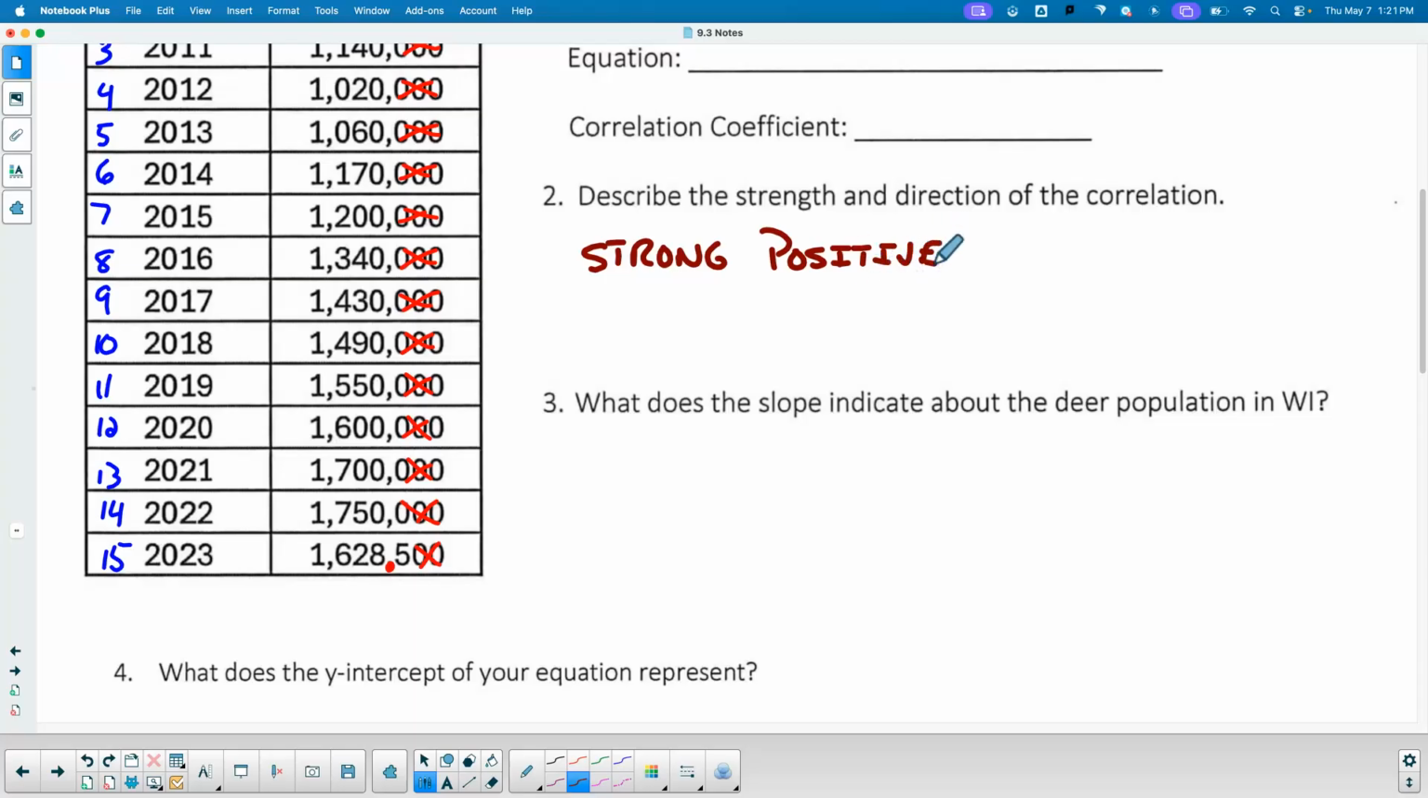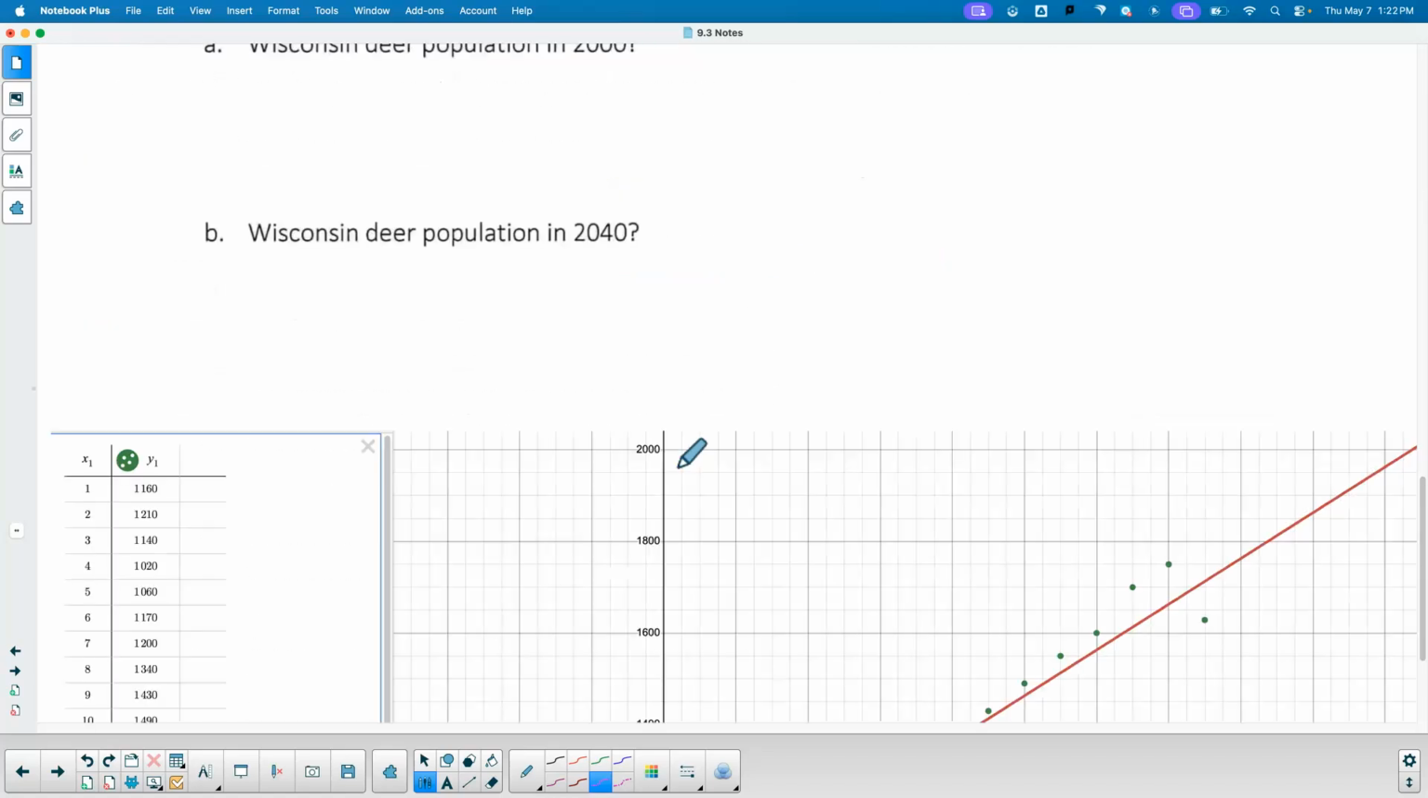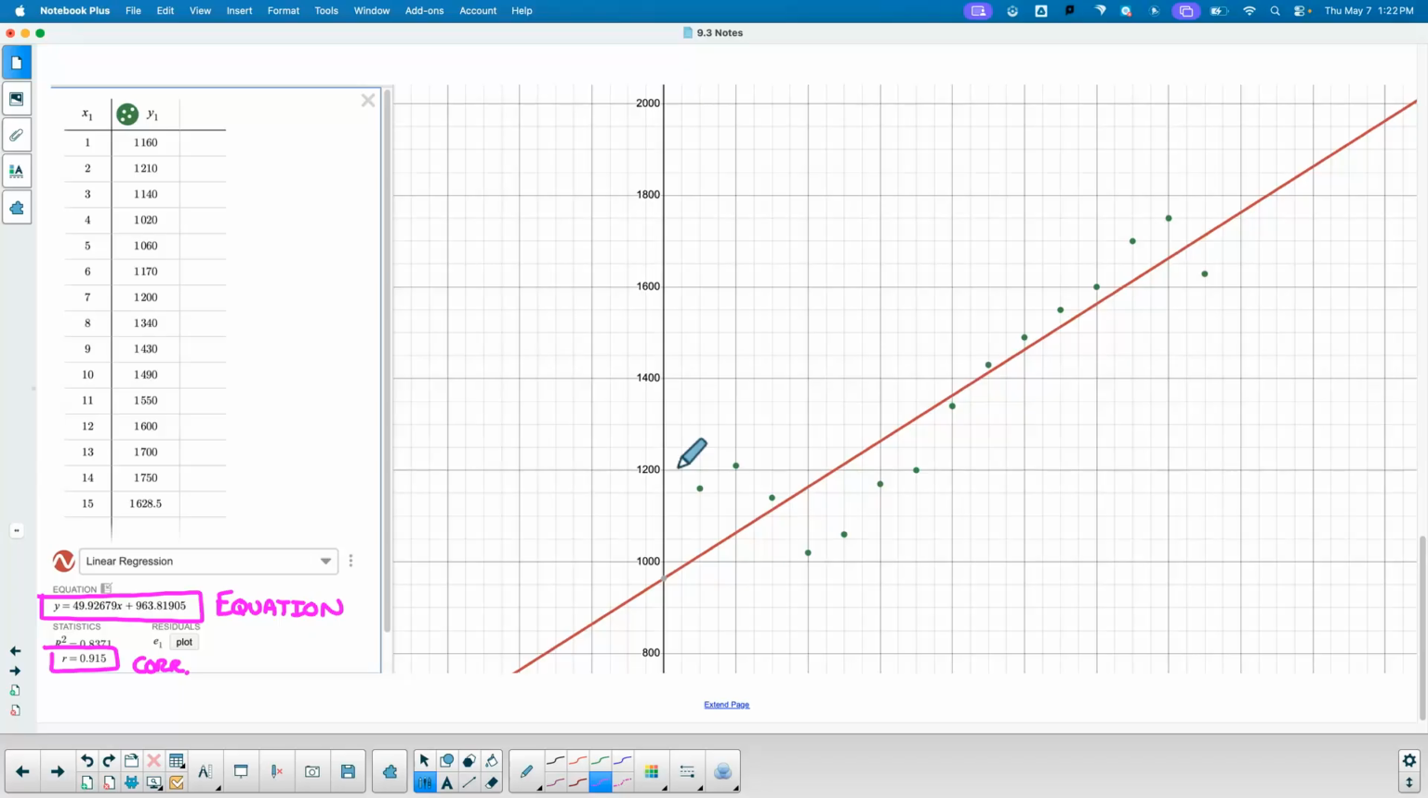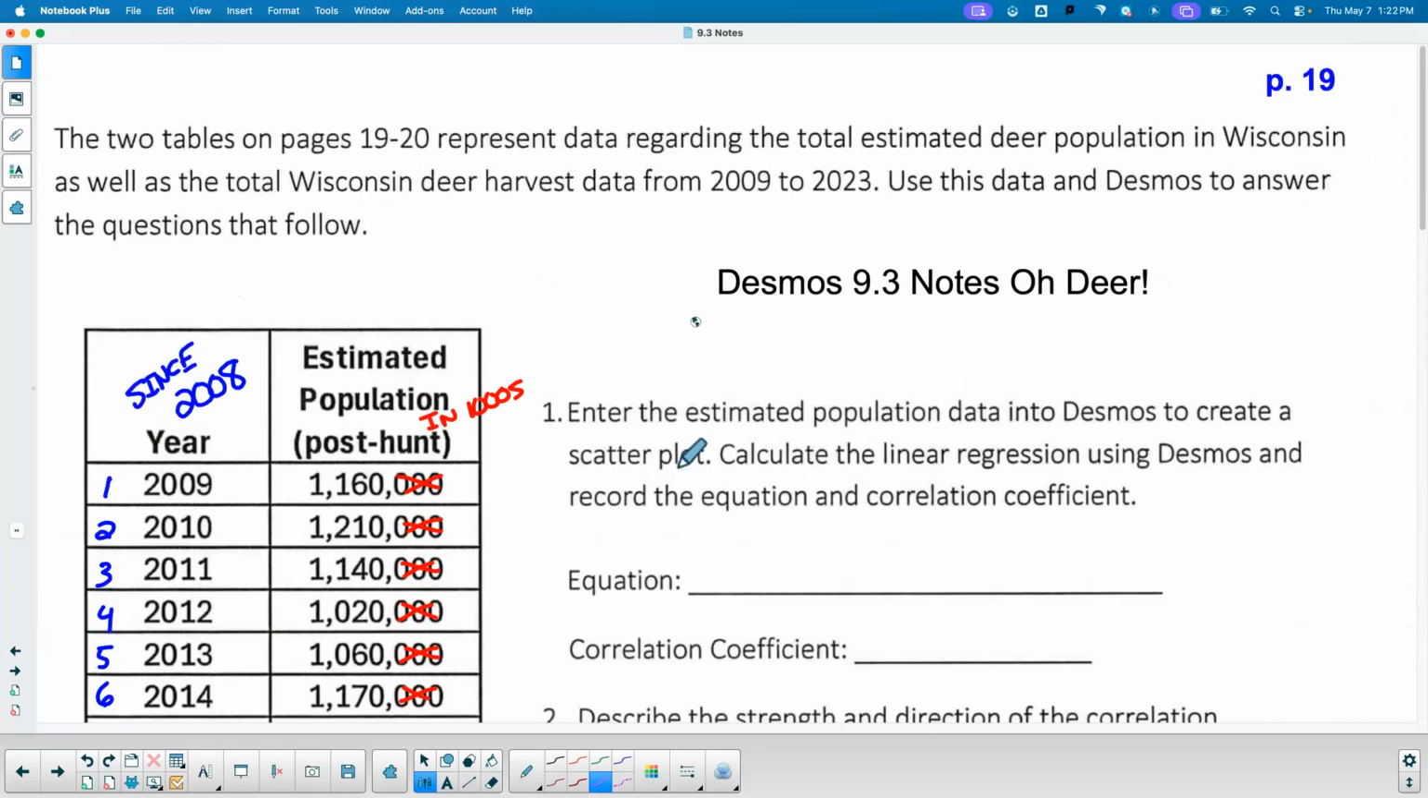Okay, what does the slope indicate? So first off, what is the slope of our line? What is the slope of our linear regression? So like 49,926, right? Okay, so we'll call it 49.927.